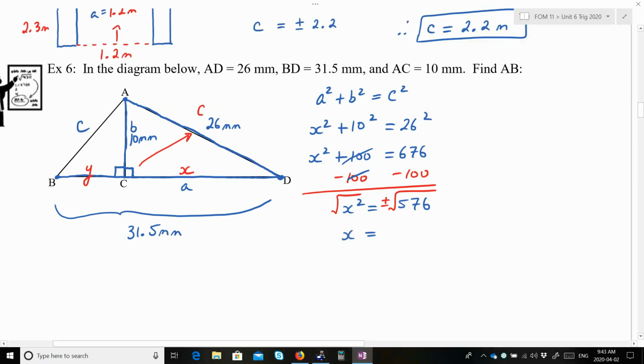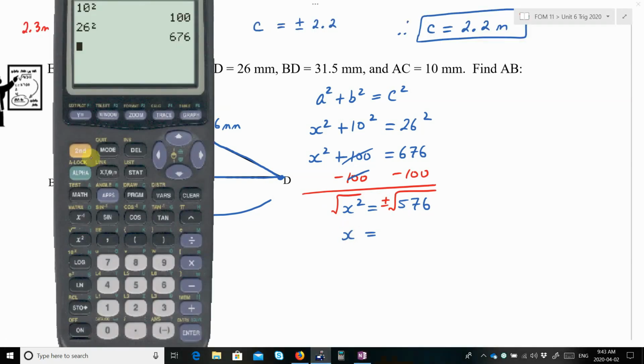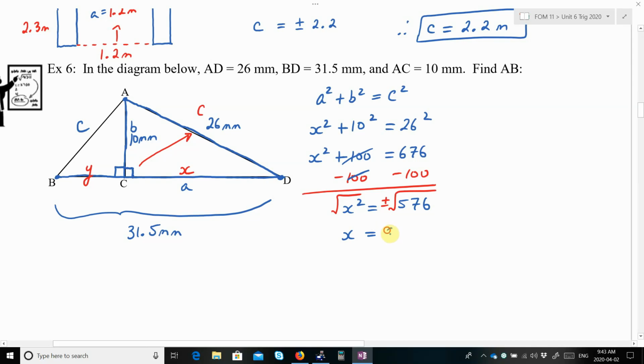And so x is equal to the square root of 576, okay, which is 24. Nice. 24 millimeters. Okay, so this is 24 millimeters.